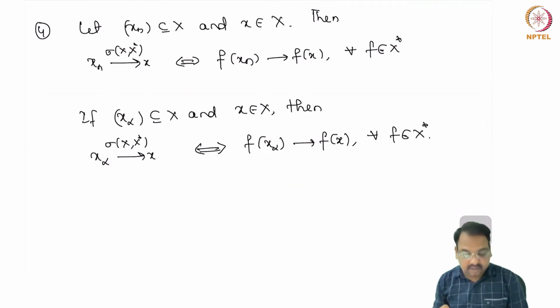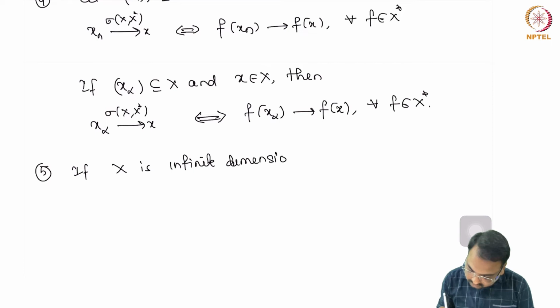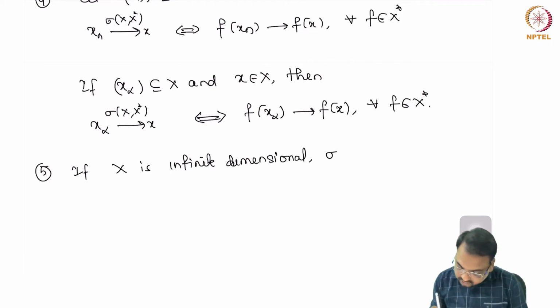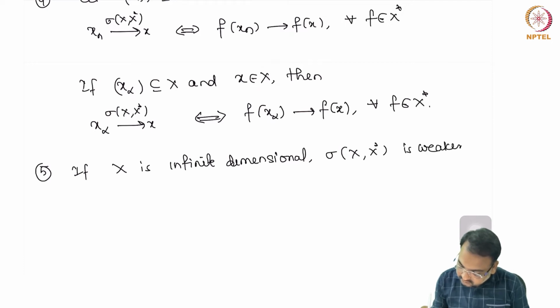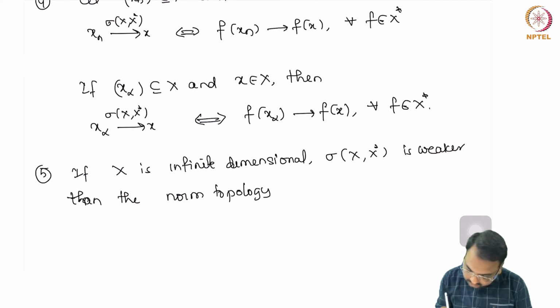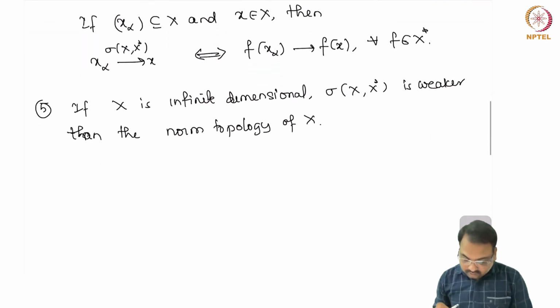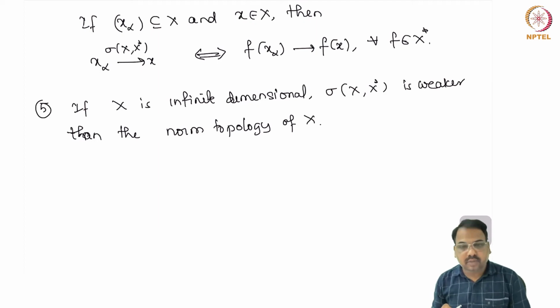When X is infinite dimensional, we can show that sigma(X, X star) is weaker than the norm topology of X. Okay. When X is finite dimensional, we can say that both topologies coincide.